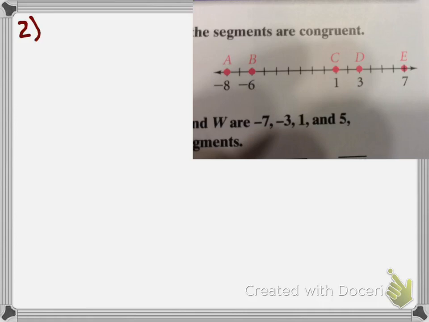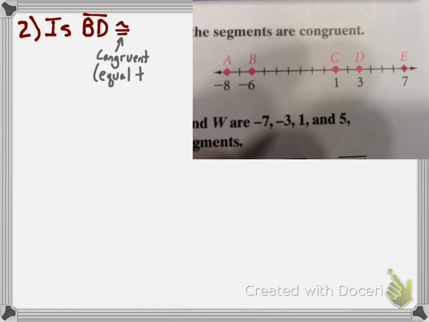Alright, for number 2, the question being asked is BD, so from B to D, I outline that real quick. Is that congruent? So that symbol I just drew right there, that means congruent. This is a symbol you need to get to know. You're going to use this all year long. And congruent means basically equal to. So is BD equal to CE?